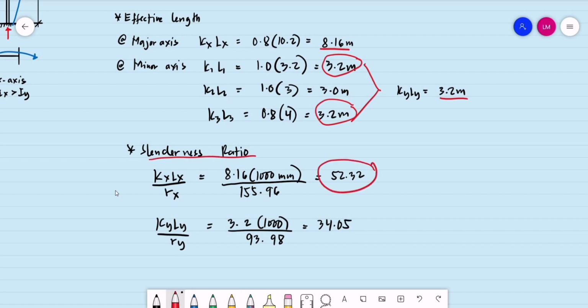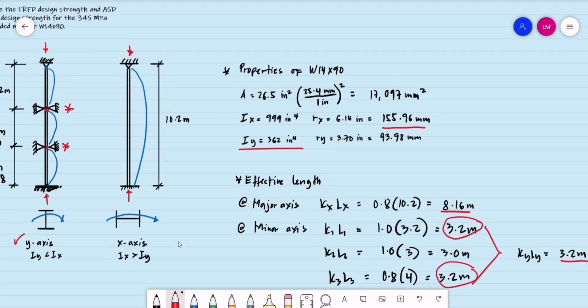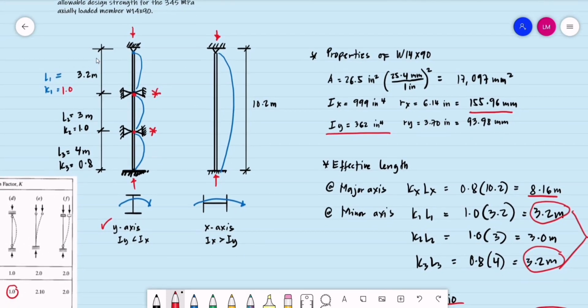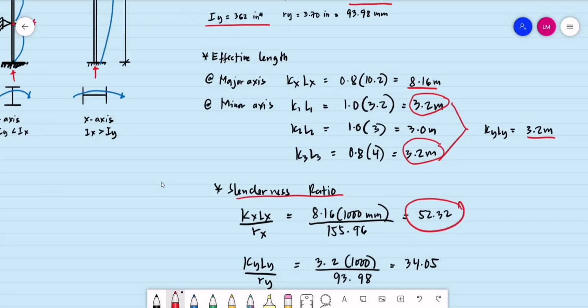When it comes to the slenderness ratio, the larger value will govern. A higher slenderness ratio means it is more prone to buckling, which means that buckling may occur on our x-axis, or it is more critical compared to the y-axis. So we proceed now to the elastic critical buckling stress.